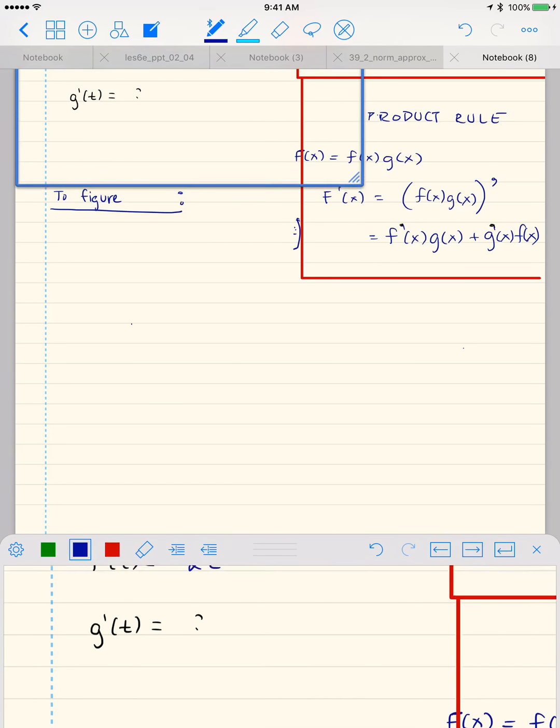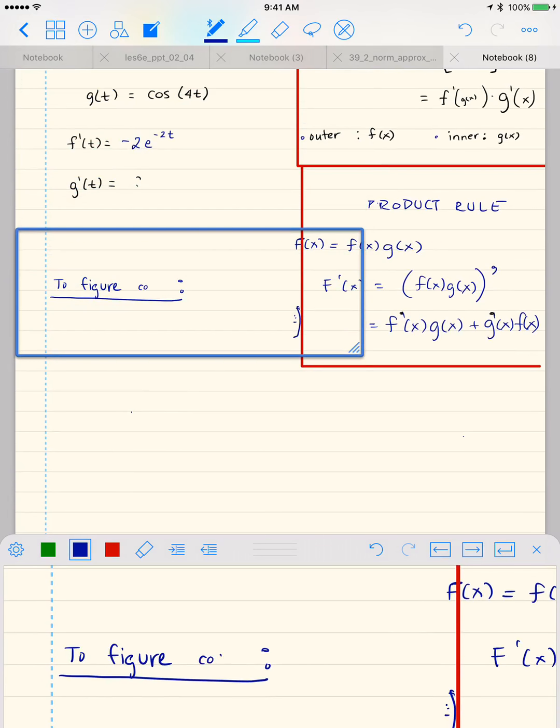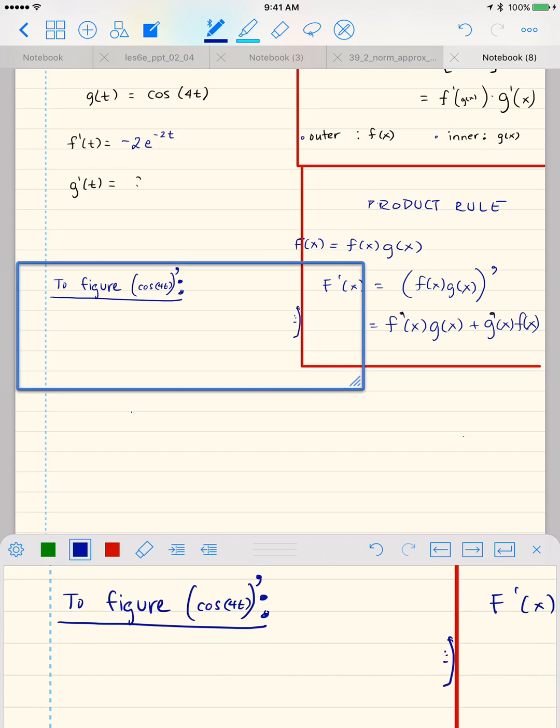So what do we want to figure out? We want to figure out the derivative of cosine of 4t. So cosine of 4t prime. Okay, so here's how we figured it out. A lot of students, again, just remember that it's not cosine times 4t, right? Students were saying sine, negative sine, and then times 4, or something like that. That's not how to find the derivative.